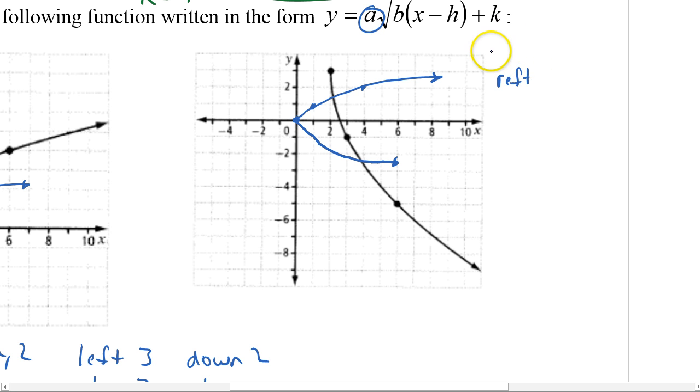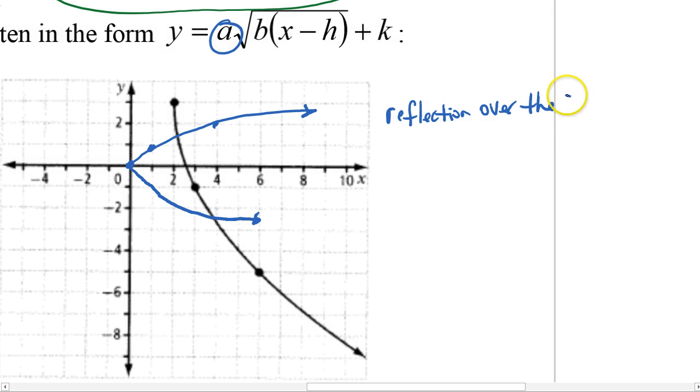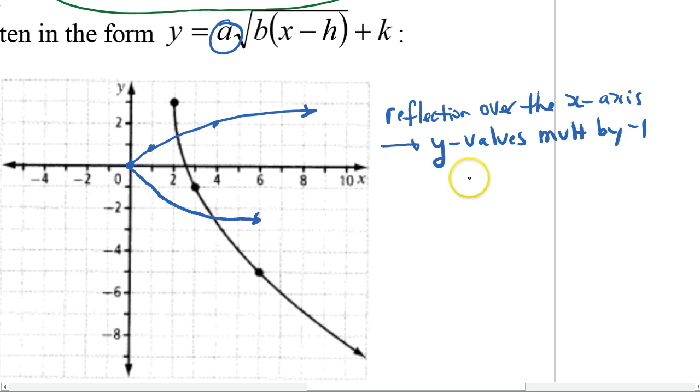I can't spell, reflection over the x-axis, which means that the y values have been multiplied by negative 1. So the y values are multiplied by negative 1, so in other words my a is equal to negative 1. So that part is pretty good, and now let's just see about whether or not, or I should say the a is negative. I don't know if it's negative 1, but I know it's negative, so maybe I'll just rewrite that. A is negative.